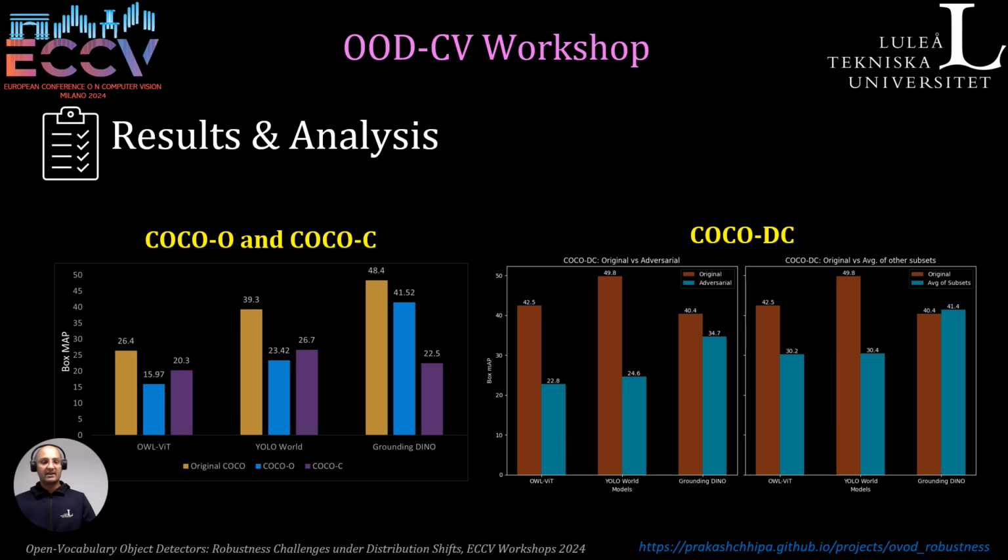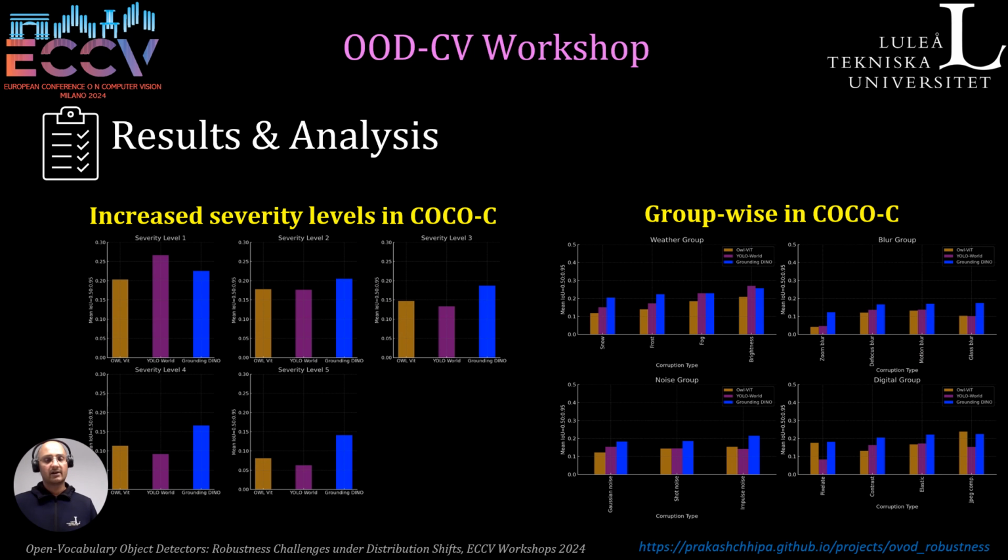Now, with this detailed investigation, we have summarized some of the results here. On the left side, you could see that when these models are exposed to benchmarks like COCO-O and COCO-C, which have a distribution shift due to corruptions and decreasing natural object and image level details, all the models have shown a significant performance decrease. Similarly for COCO-DC, we could see that all three models have seen a performance decrease. However, for COCO-DC, Grounding DINO seems to be more robust than the others.